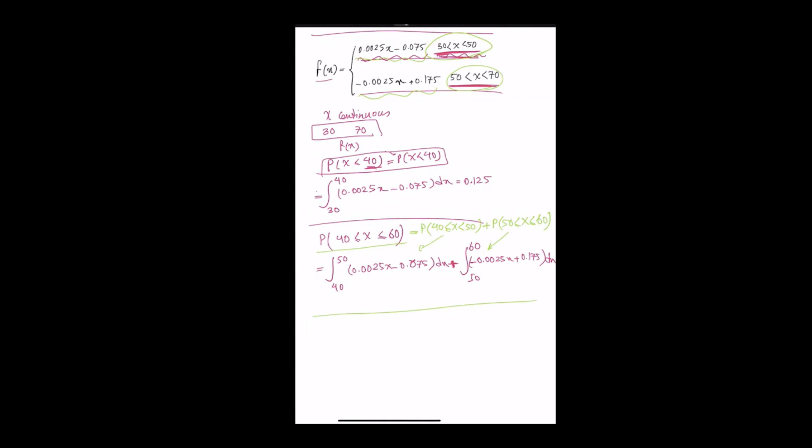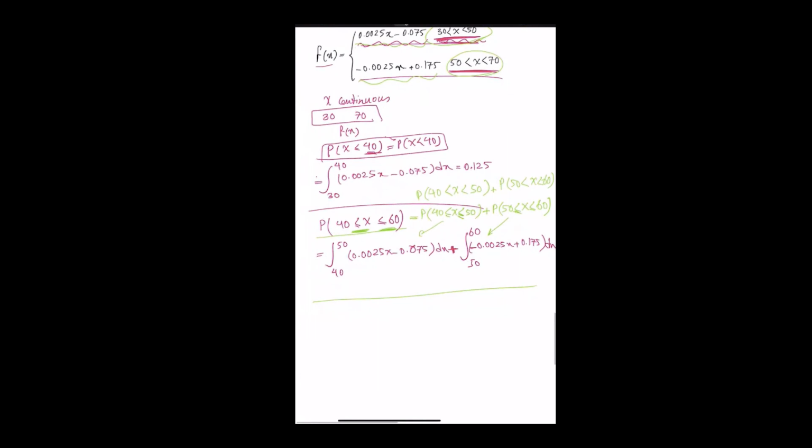For continuous random variables, it doesn't matter. I can put the equality sign for both. Or I can just say probability of 40 less than X less than 50 plus. Because if they are continuous, it doesn't matter. All of these are the same. It's a continuous random variable. The equalities do not matter.